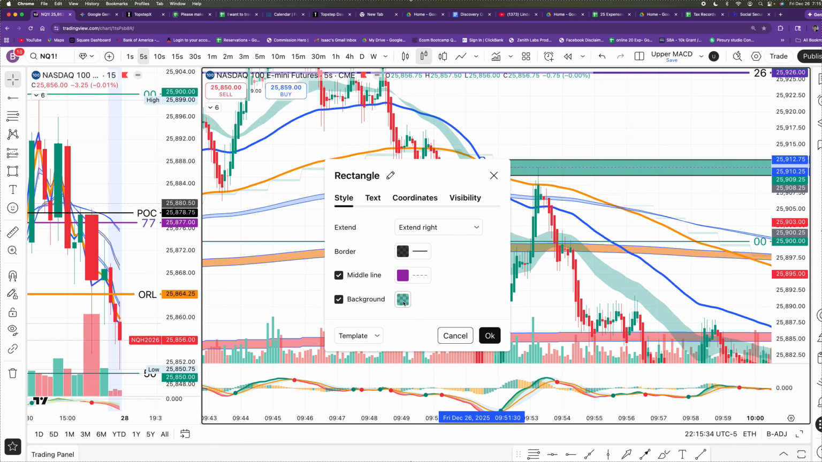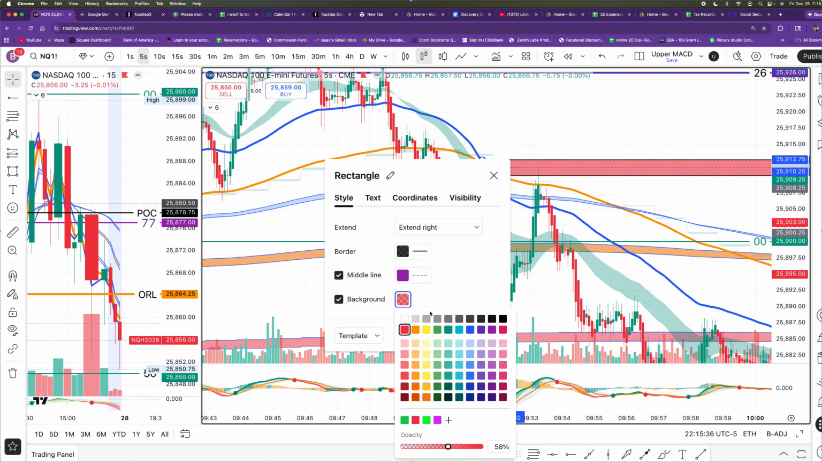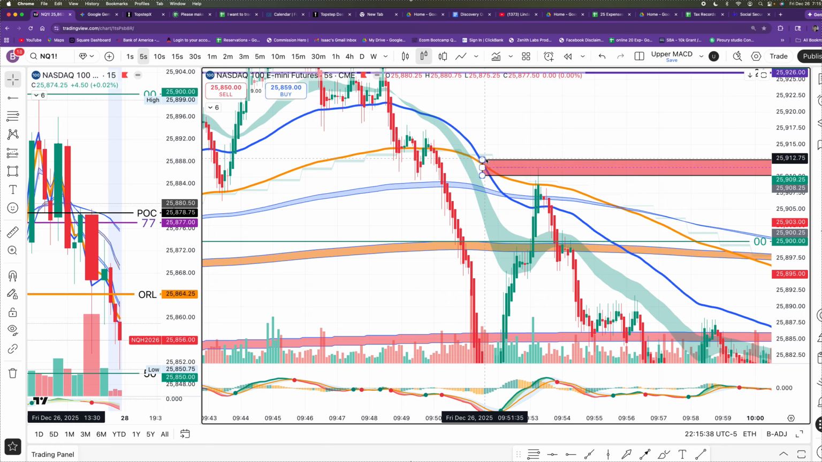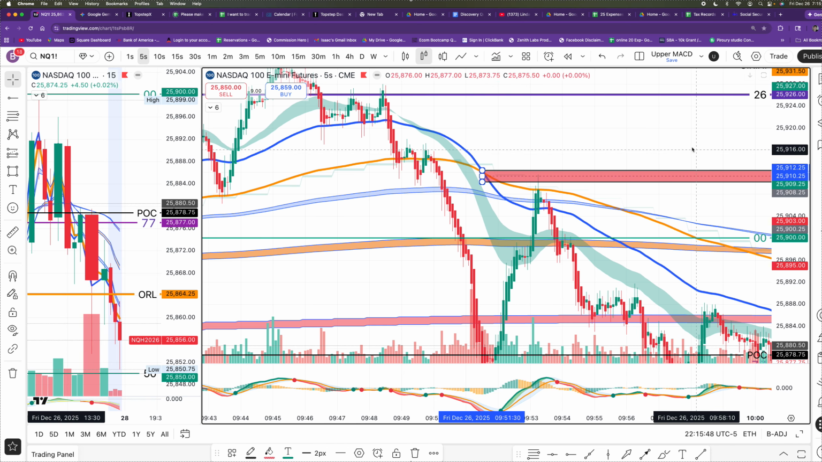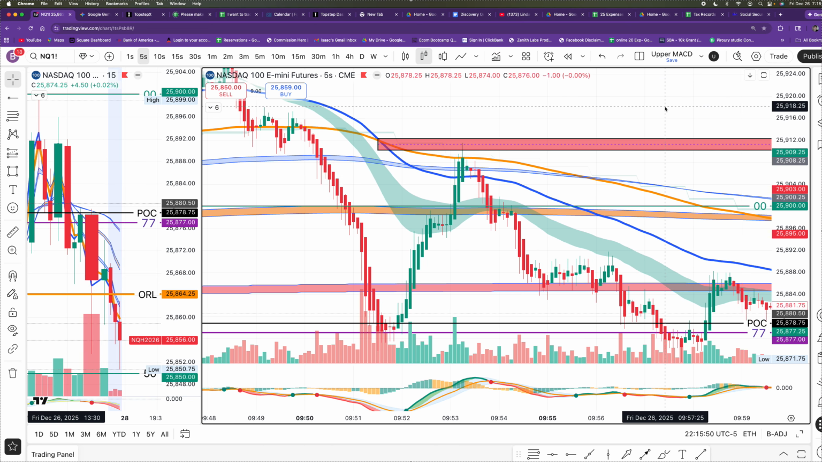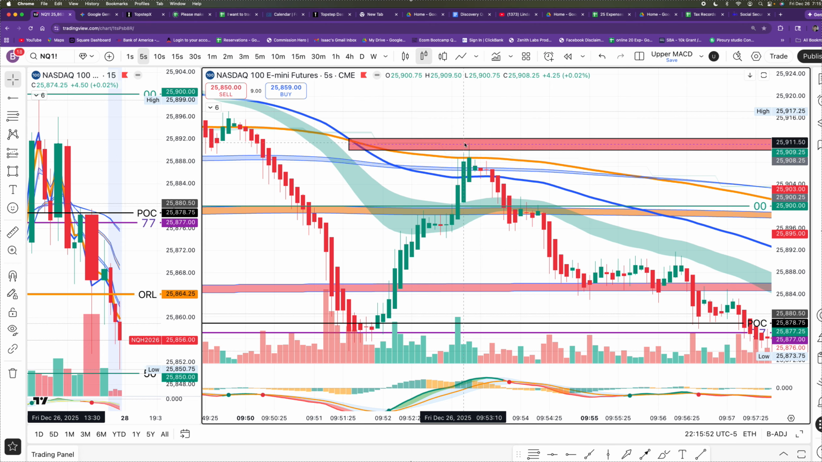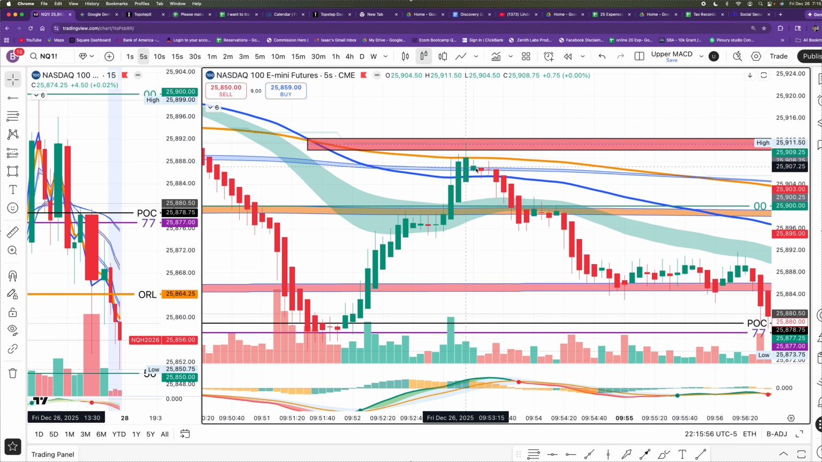I'm going to change it to a red color because it was a fast cross to the downside, right? This is happening at 9:51:35. At 9:53:15, which is about a minute and 45 seconds later, what happens? Price comes right back up to it, right? Wicks right into it. You see the candle starting to change color.